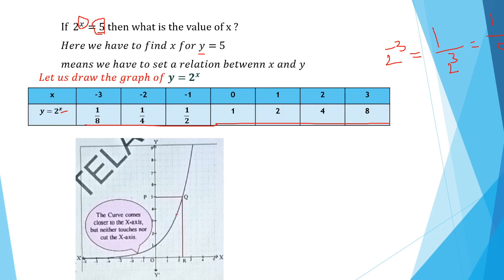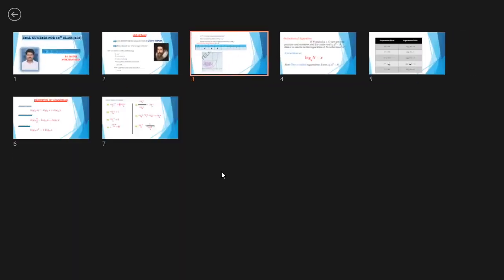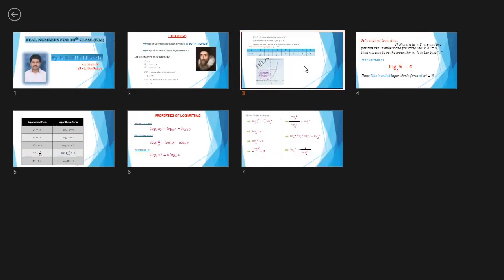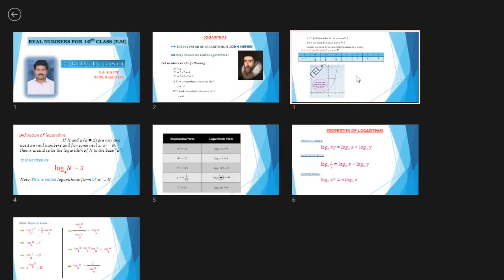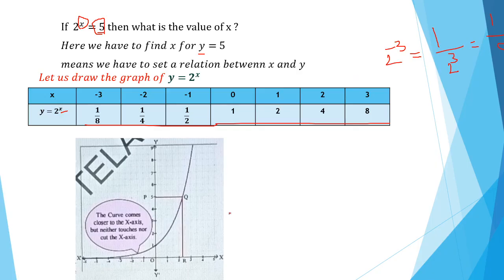I'm zooming this one. Now see here, observe this graph. It is like this. It's coming closer to the x-axis, but it never touches the x-axis and never cuts the x-axis. It goes like this only.